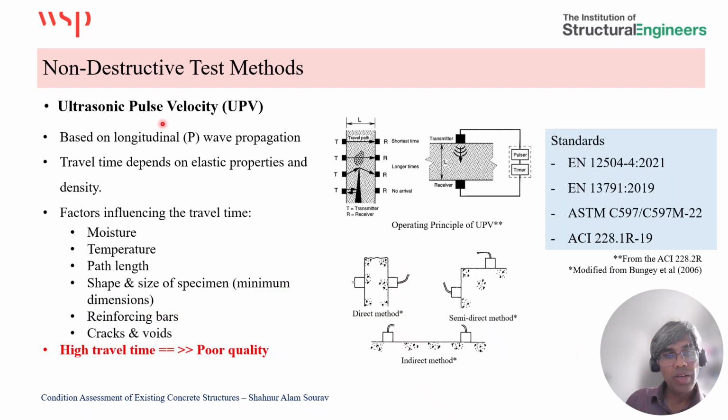So this is the UPV, ultrasonic pulse velocity method. It works based on the longitudinal wave principle. We have a transmitter and a receiver, and the wave travels from the transmitter to the receiver. Based on that, we determine the quality of concrete. The travel time will depend on the elastic properties and densities of the concrete. There are a lot of factors again affecting the test results. In short, the higher the travel time, the poorer the quality of the concrete will be.